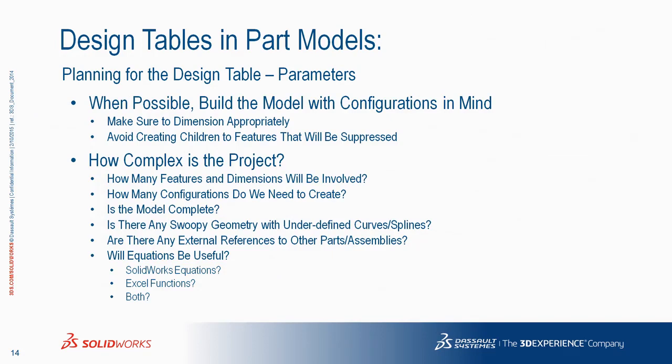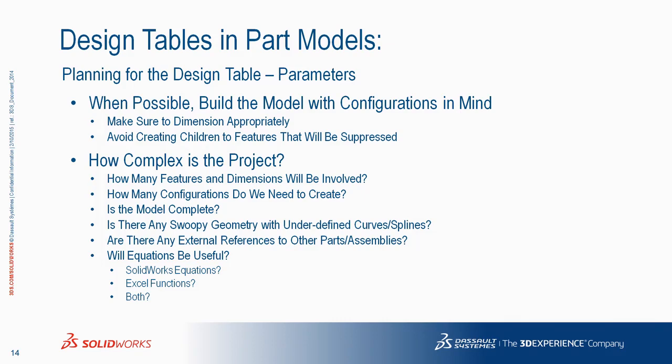So when we're planning for a design table, we want to think about the parameters. When possible, we want to build the model with configurations in mind. So we think about how we dimension our model. Make sure our dimensions are put in there appropriately. Are they dimensioned to things that are always going to be there? Did you dimension to a fillet that might go away at some point by suppressing it? Avoid creating children features that are going to be suppressed, once again, tagging things to fillets or chamfers.